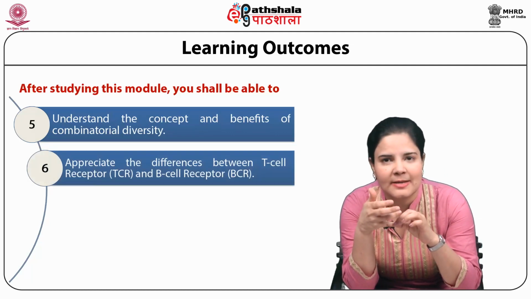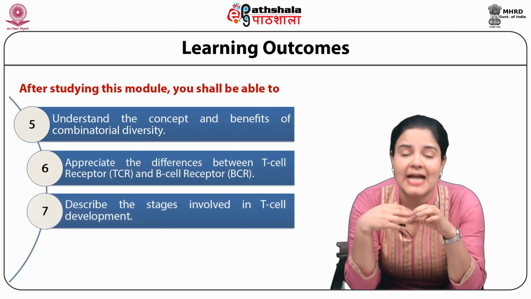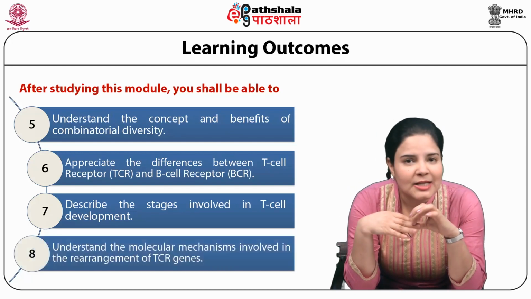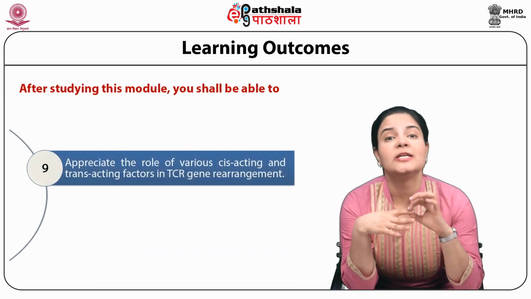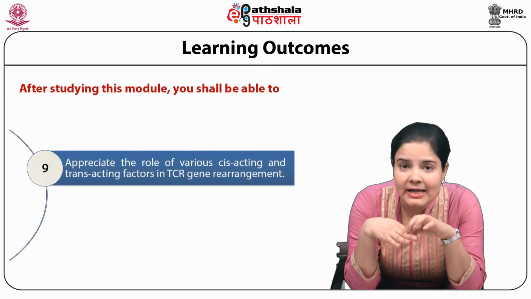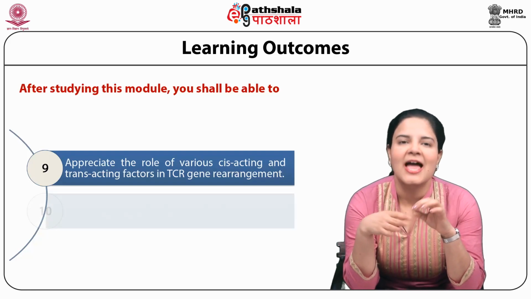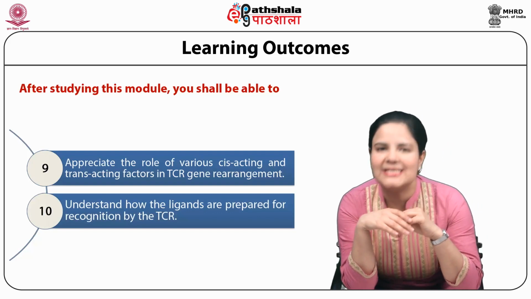between the T-cell receptor (TCR) and the B-cell receptor (BCR), describe the stages involved in T-cell development, understand the molecular mechanisms involved in the rearrangement of TCR genes, appreciate the role of various cis-acting and trans-acting elements in TCR gene rearrangement, and understand how the ligands are prepared for recognition by the TCR.